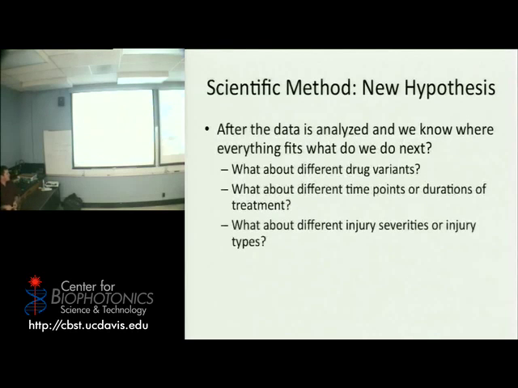I showed that I just used a moderate injury. What if it's severe? What if it's mild? What if instead of doing a strain, I did something more like an ischemic injury, like stroke, cause stroke in the cells, or something like a seizure, because you can cause cells to seize.